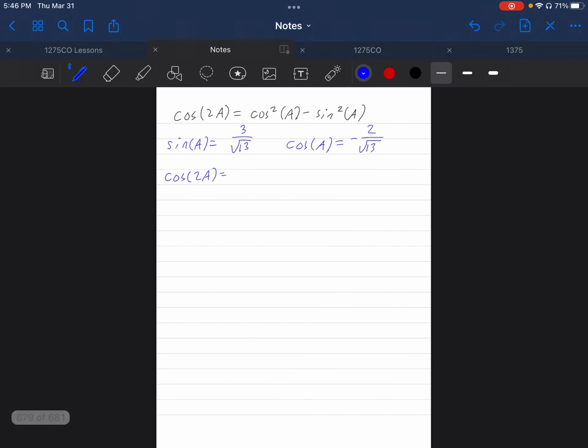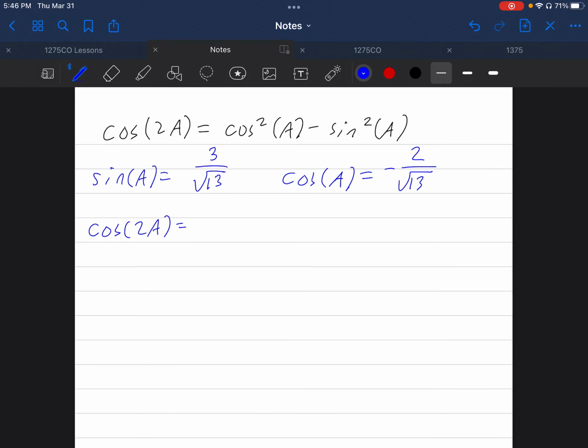Let's look at the cosine function. The cosine function has a formula. It has 3 different formulas, and you can pick either one you want to. I chose the cosine squared a minus sine squared a version. Again, we already calculated that the sine of a is equal to 3 over radical 13, and the cosine of a is equal to negative 2 over radical 13. So let's go ahead and plug in. That's negative 2 over radical 13 squared minus 3 over radical 13 squared.